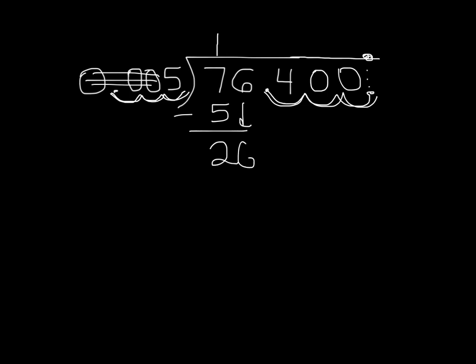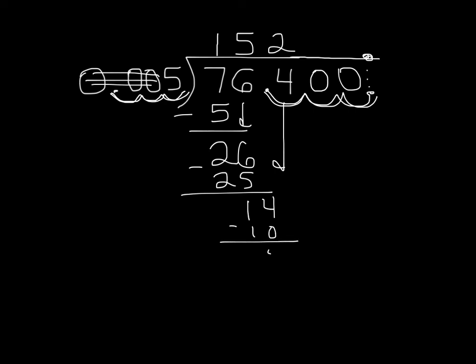Bring down the 6. 26 divided by 5 is 5. 5 times 5 is 25. 26 minus 25 is 1. Bring down the 4. 14 divided by 5 is 2. 2 times 5 is 10. 14 minus 10 is 4. And I bring down the 0. 40 divided by 5 is 8. 8 times 5 is 40. 40 minus 40 is 0.